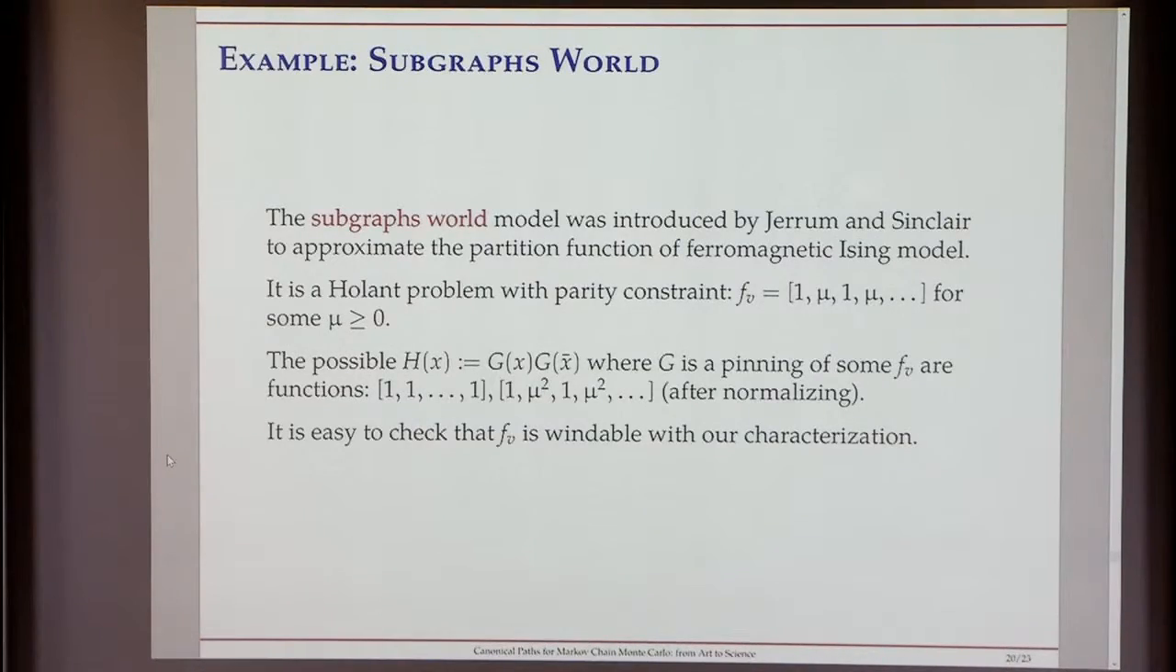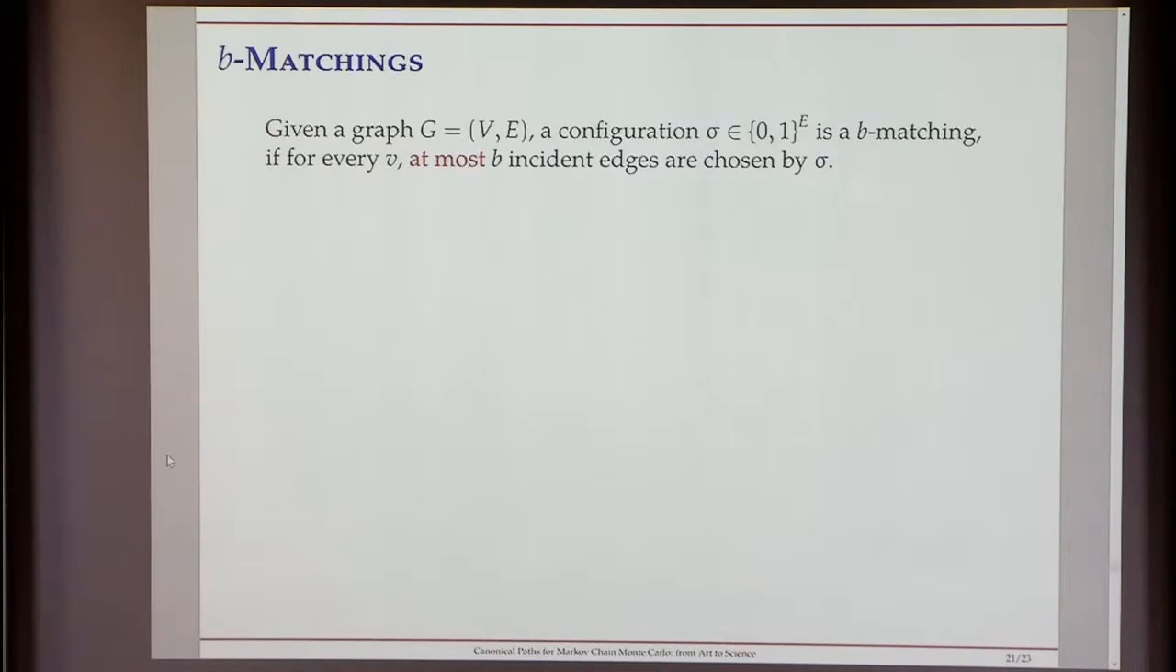And so we have known these two FPRAS before, and now I'm going to talk about some new examples, new algorithms. The first is the problem of b-matching. Given the graph G, we say a configuration is a b-matching if for every vertex v at most b of its incident edges are chosen. So the matching problem is the 1-matching, right? If we write it as a Holant problem, then the constraints are of this form.